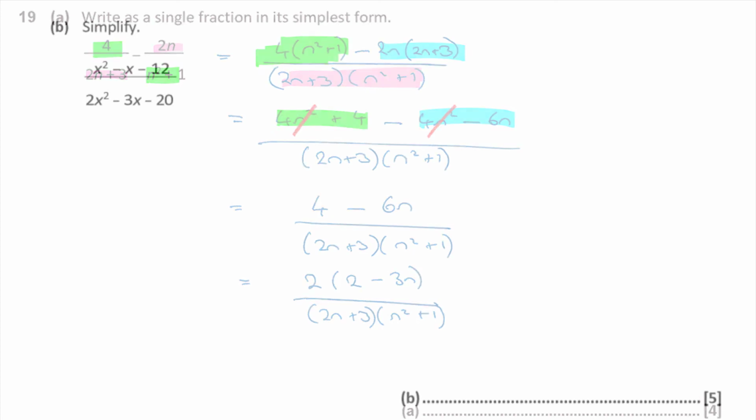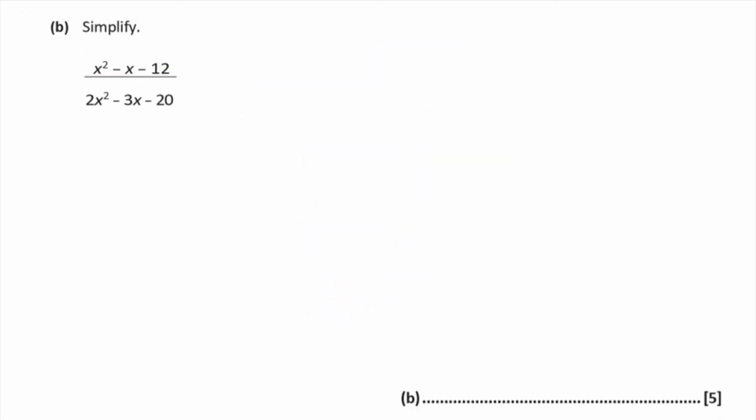Okay. Part B says simplify x squared minus x minus 12 over 2x squared minus 3x minus 20. Now with this one I've got a quadratic top and bottom. If I can factorize them, I might find I've got some factors top and bottom that I can cancel out. So that's usually the best approach for these. So can we see if we can factorize this into two brackets on the top? So x squared minus x minus 12.